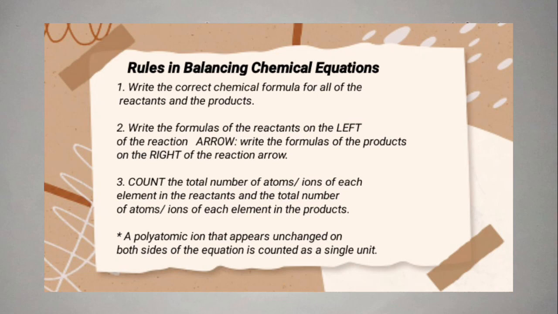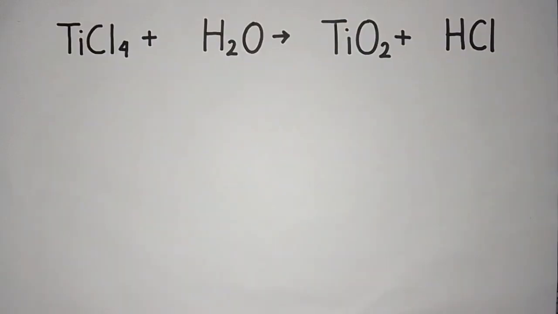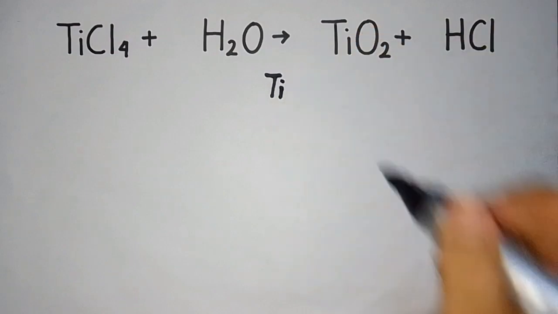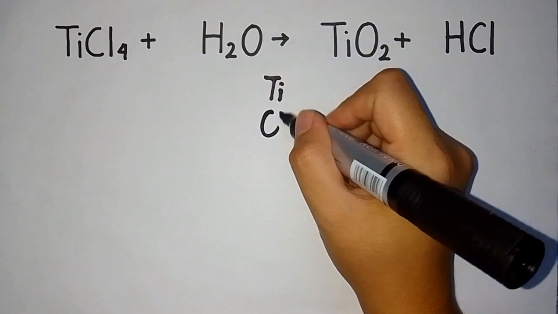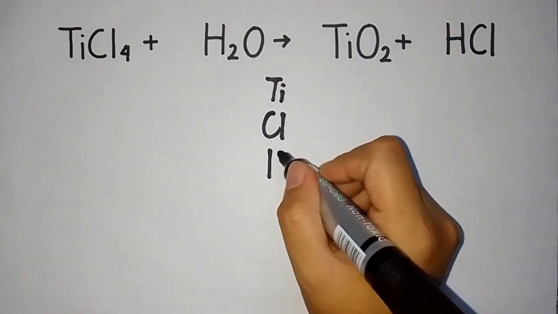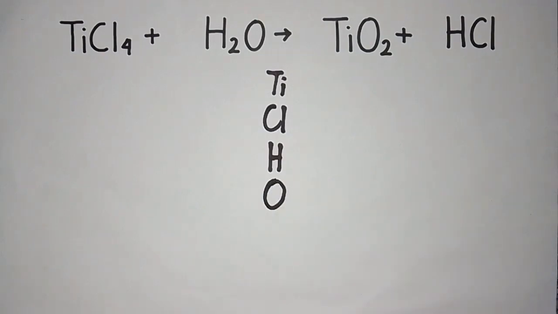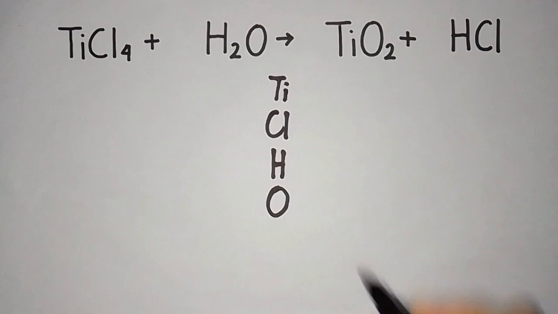Next, the third rule is, count the total number of atoms or ions of each element in the reactants and the total number of atoms or ions of each element in the products. A polyatomic ion that appears unchanged on both sides of the equation is counted as a single unit. Write all the elements in this equation. So the first element is Ti, the second element is Cl, the third element is H, and lastly, the fourth element is O.